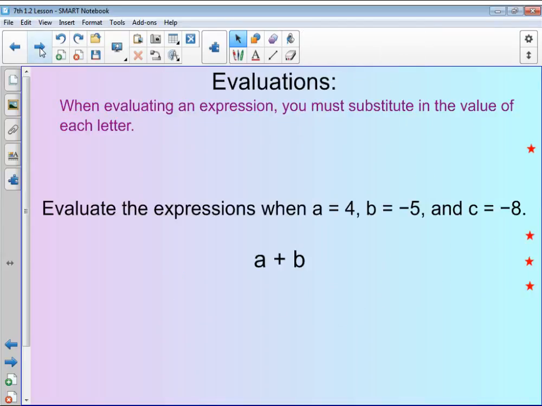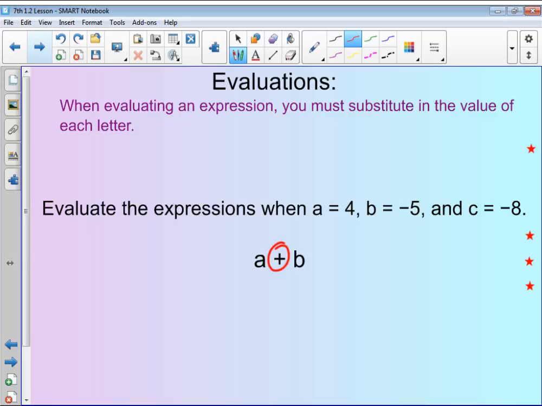Okay, the last part in this section is evaluation. When evaluating an expression, you must substitute in the value of each letter. The key thing is, we won't come across this today, but we will in future lessons, that whatever symbols were in that expression originally have to stay there. You do not get to get rid of them. Now today we're not going to have to worry about that, but tomorrow in lesson 3, we're going to start working with some subtraction, and it's very vital that you remember that subtraction sign still has to stay. Even when you're substituting in and a number had a negative sign, you have to keep it. But for today, we're just going to go ahead and do basic substitution.